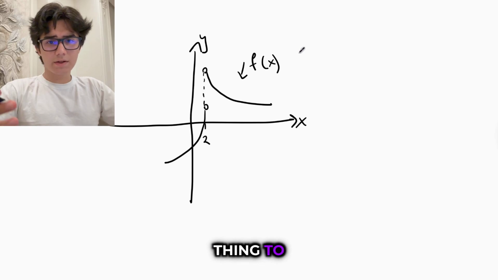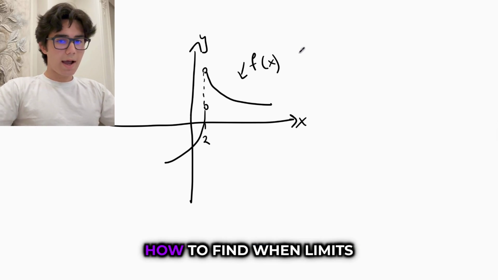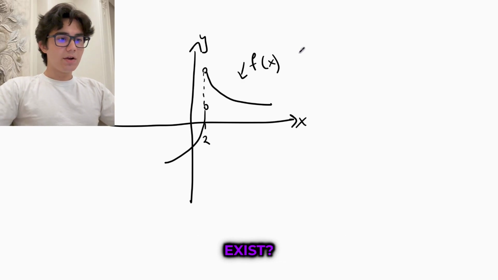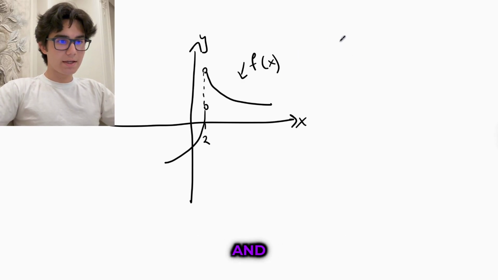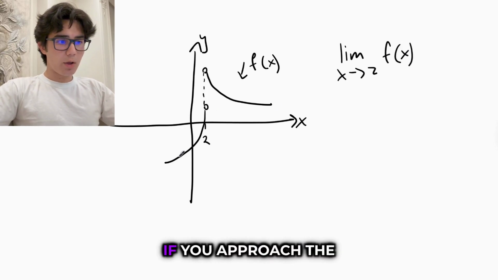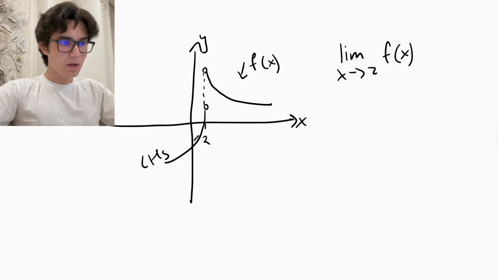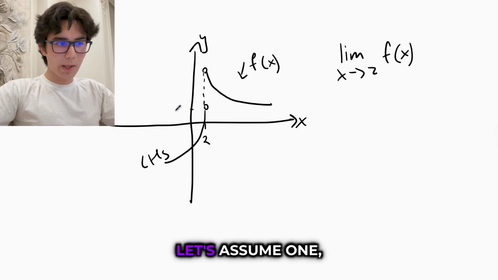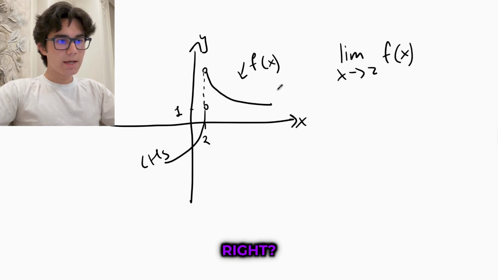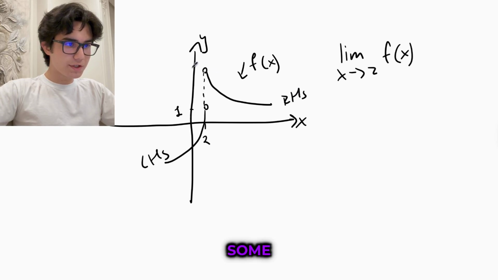And now one last thing to consider with limits is when limits do not exist. Well, how do we find when limits do not exist? For instance, you are given f of x and you're trying to find the limit as x approaches 2 of some function f of x, right? Now, if you approach from the left-hand side, you're going to approach some value, let's assume 1. However, if you approach 2 from the right-hand side, you're going to approach some value, say, 5.